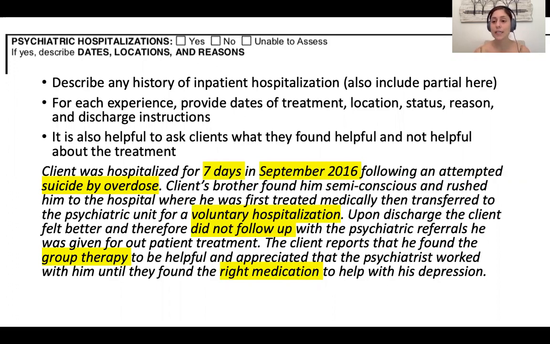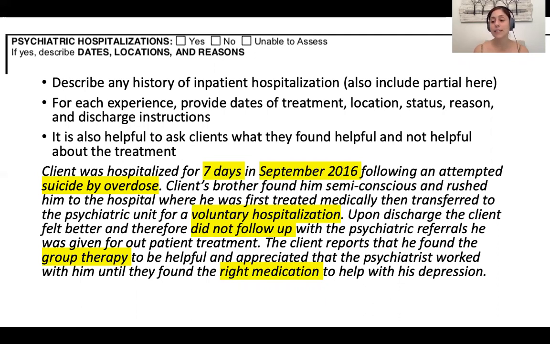So for each reported instance of psychiatric hospitalization, you'll want to gather information about the dates of treatment, so beginning of treatment to end of treatment, location, meaning which hospital, reason for hospitalization, why were they hospitalized, and whether the hospitalization was voluntary or involuntary. Once you've gathered this information, I strongly recommend you follow up by asking what they found helpful and not helpful about each experience. This can help to guide you in selecting interventions for the client in the future.